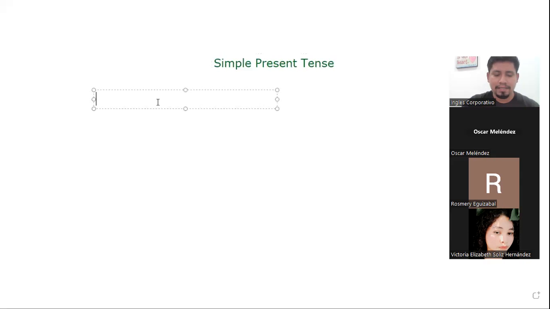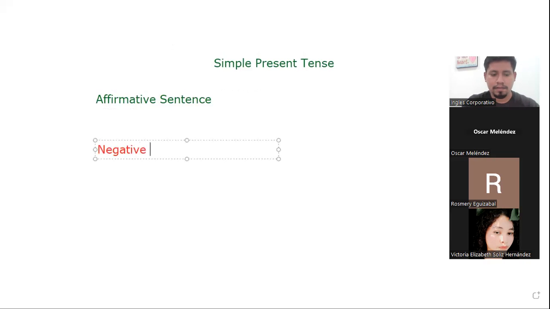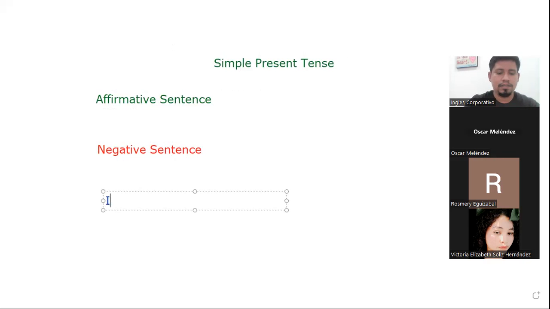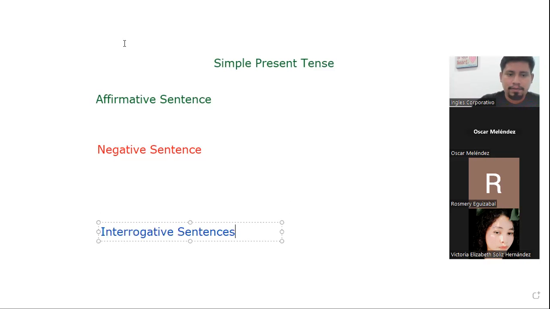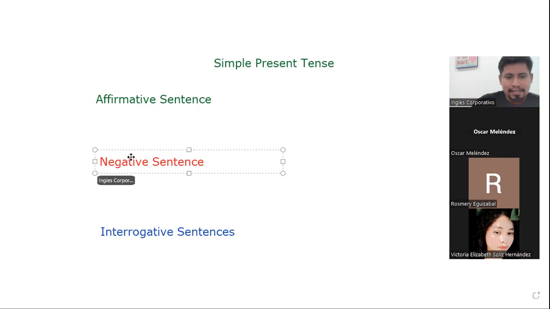As you know, in simple present we have affirmative sentences. We also have negative sentences. And the last one, interrogative sentences. Okay, these are the three forms that we want to be using for constructing sentences in simple present tense.